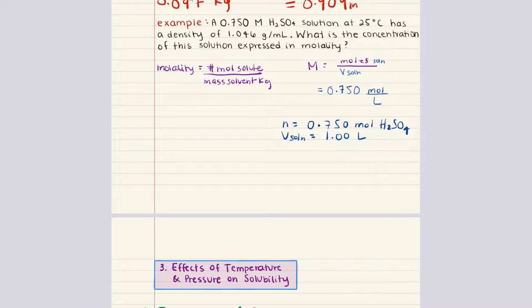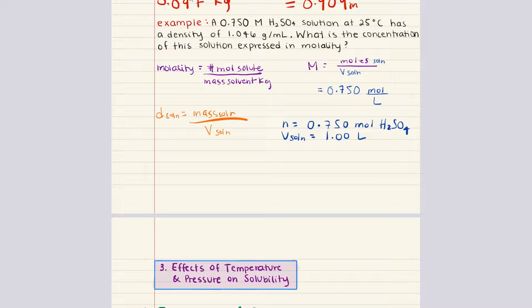Now, we know the number of moles of solute, and the only thing we need in order to determine the molality is the mass of the solvent when there is 1 liter of solution. To help us do that, we're going to take advantage of the fact that we're also given the density of this solution. The density of the solution is given, and we can use that to find the mass of 1 liter of solution. In order to do this, let's write down our definition for density. Density for a solution is equal to the mass of the solution divided by the volume of the solution.